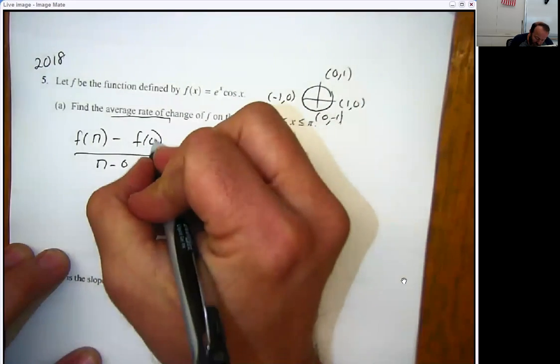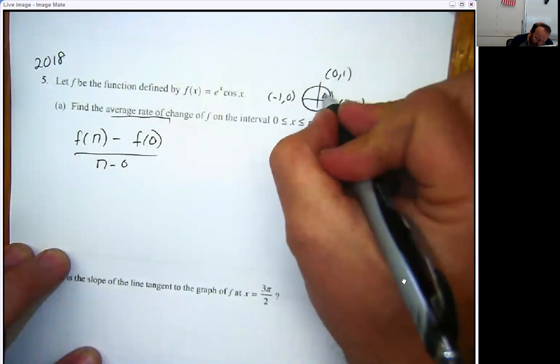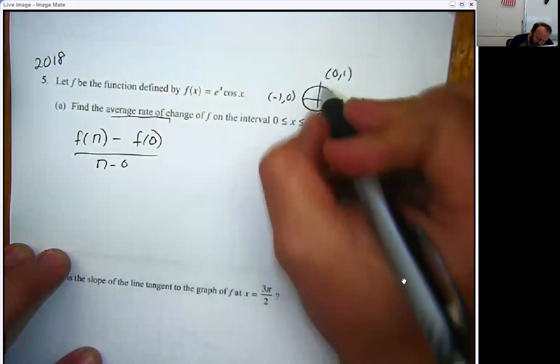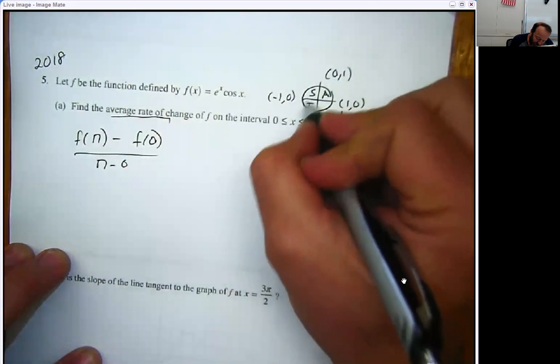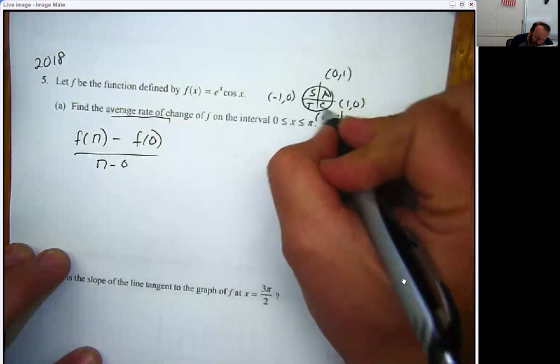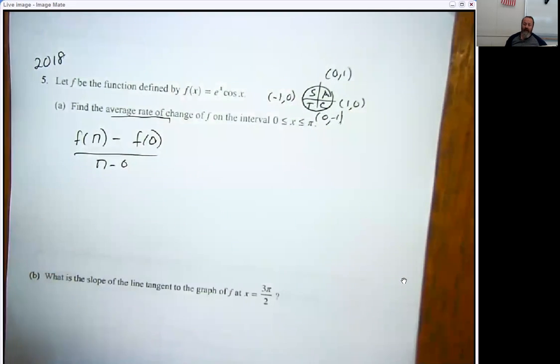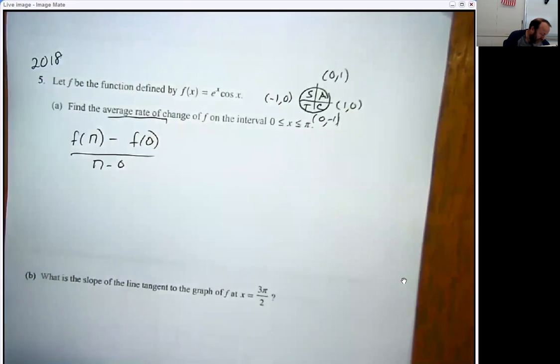And if you recall back from analysis, anything in this quadrant was positive. Only the sine was positive out here. Everybody's negative except for the tangent in this one, and the cosine is positive down here. Those are going to come into play at one point in this problem.